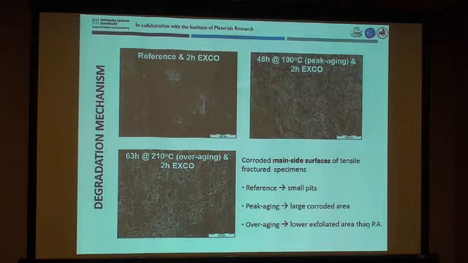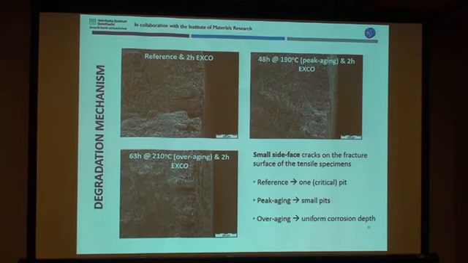Regarding the degradation mechanism, here you can see that, for example, you had different patterns in the outer surfaces. For example, this is at the peak aging and this is at the overaging. You can see that the outer surface is more or less completely destroyed. However, this pattern didn't influence in depth the fracture toughness and tensile ductility.